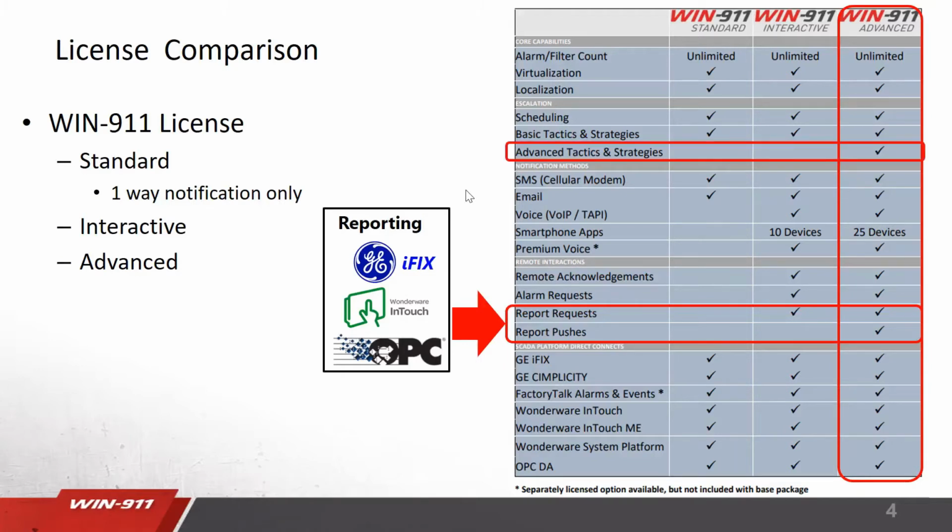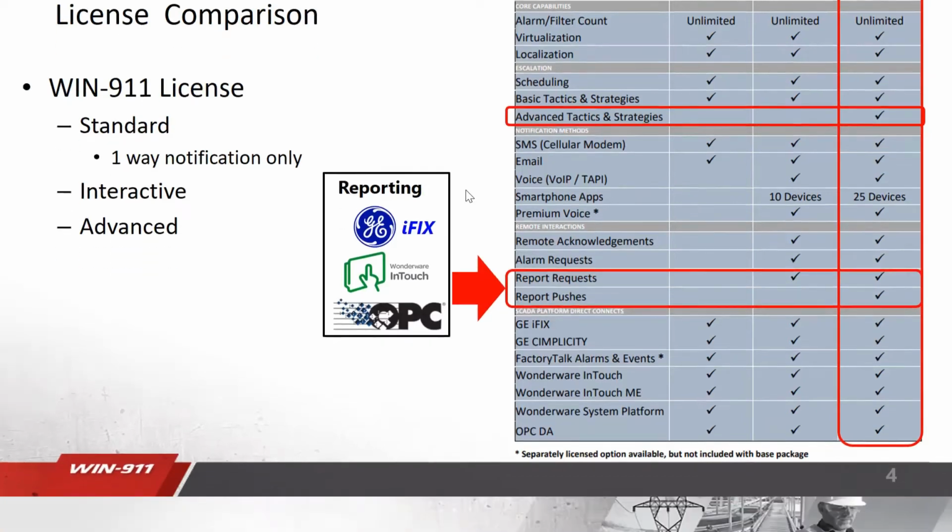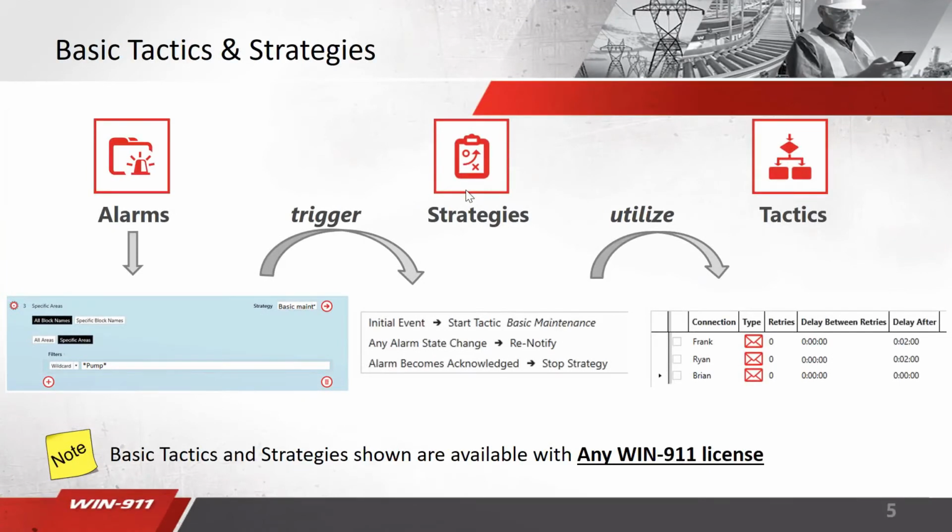And the key differentiator between the three levels is the advanced tactics and strategies. This feature is only available on the advanced license. On the next few slides, I'll compare the basic tactics and strategies to the advanced tactics and strategies. First of all, basic tactics and strategies. This feature is available on any of our licenses of WIN-911.